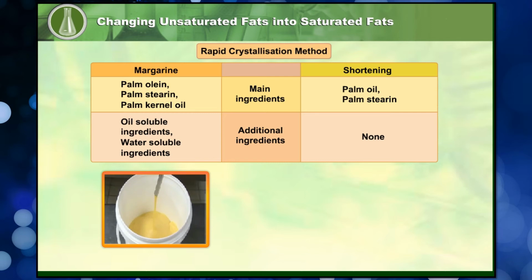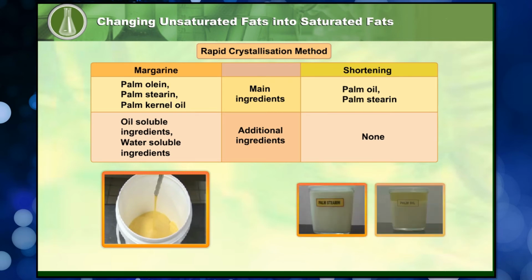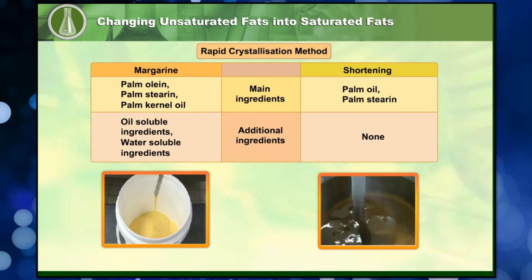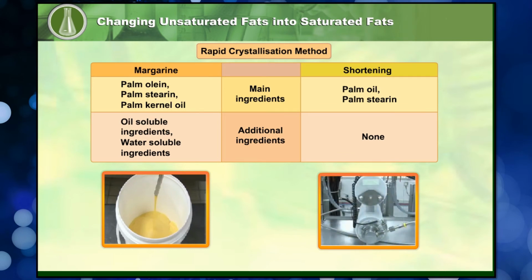Manufacturing of shortening. The ingredients for shortening are palm stearin and palm oil. These ingredients are mixed together in a mixing drum. The mixing temperature is kept at 60 degrees to 70 degrees Celsius. The result is shortening.